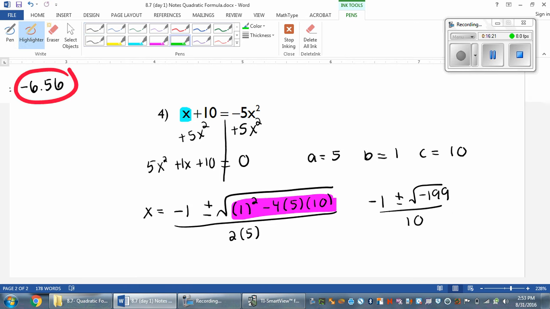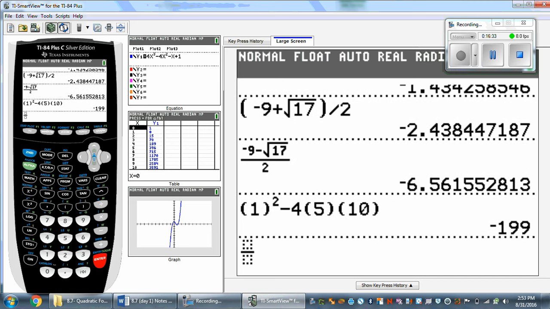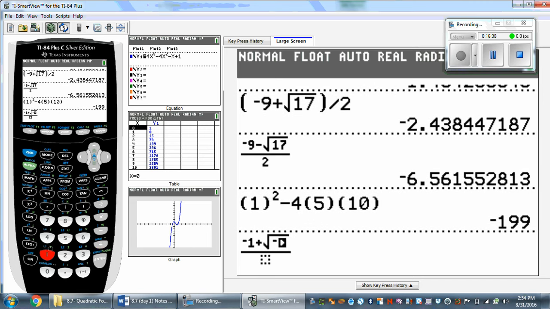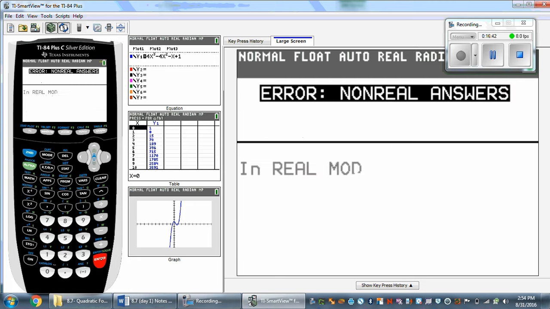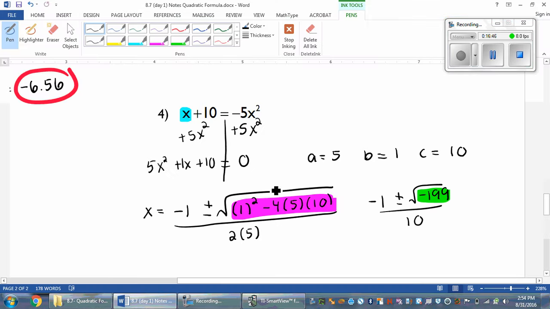Are you running into a problem? Can you take the square root of a negative number? No. So if you were to type this into your calculator, negative 1 plus the square root of negative 199, divided by 10, we're given an error. Error, non-real answer. So this quadratic equation has no real solution.